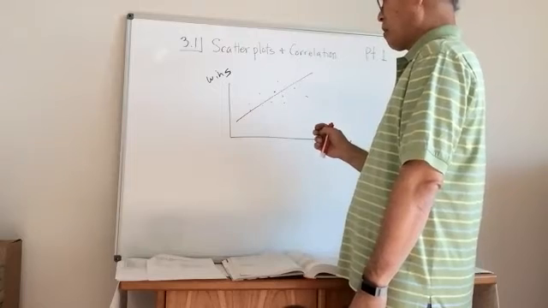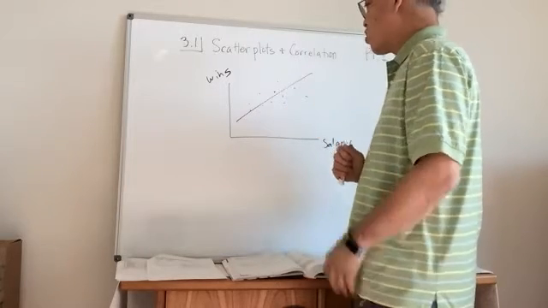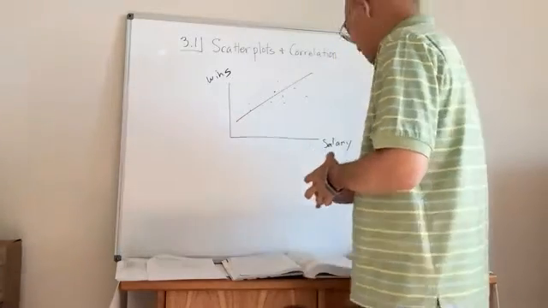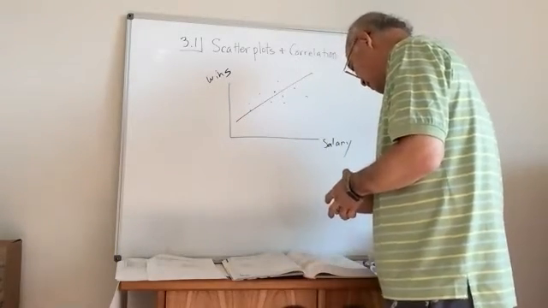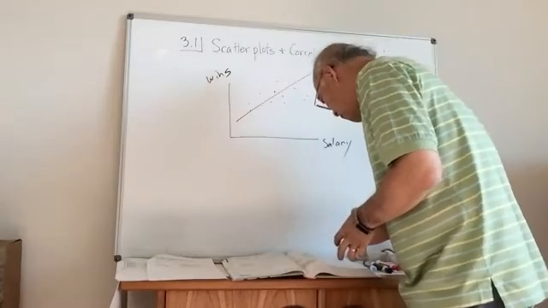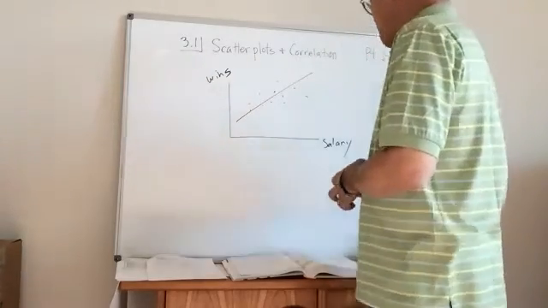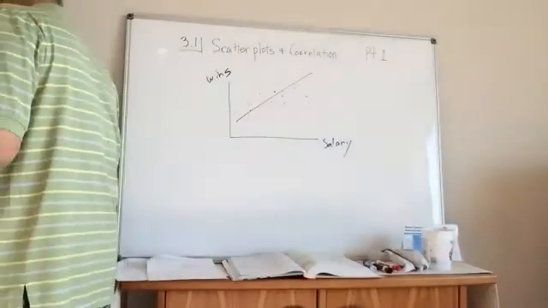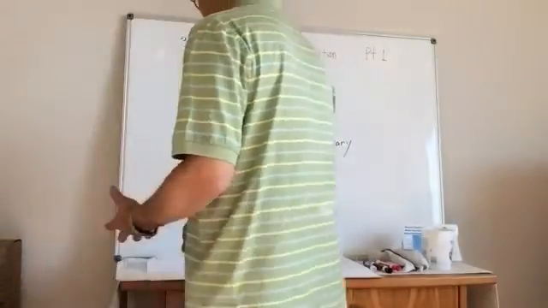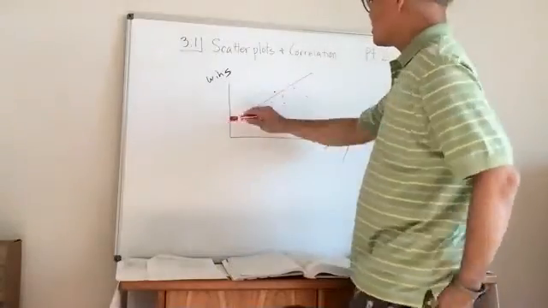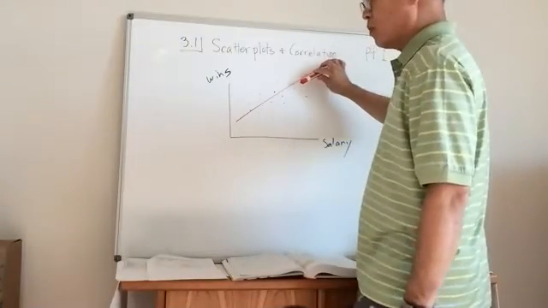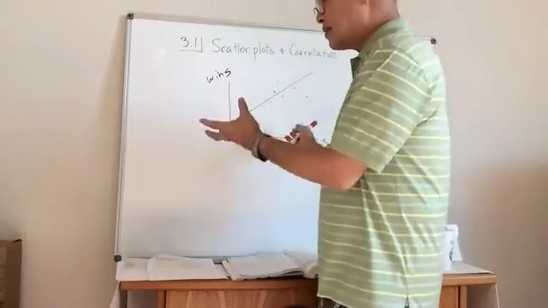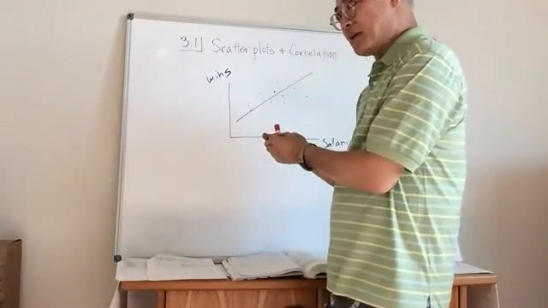Would you call this a strong relationship or a weak relationship? Anybody? Nobody? Everybody awake today? Is it a positive correlation? It's a positive correlation, right? Because it's a positive slope. We already talked about that. The question is, is it strong or weak? Weak.